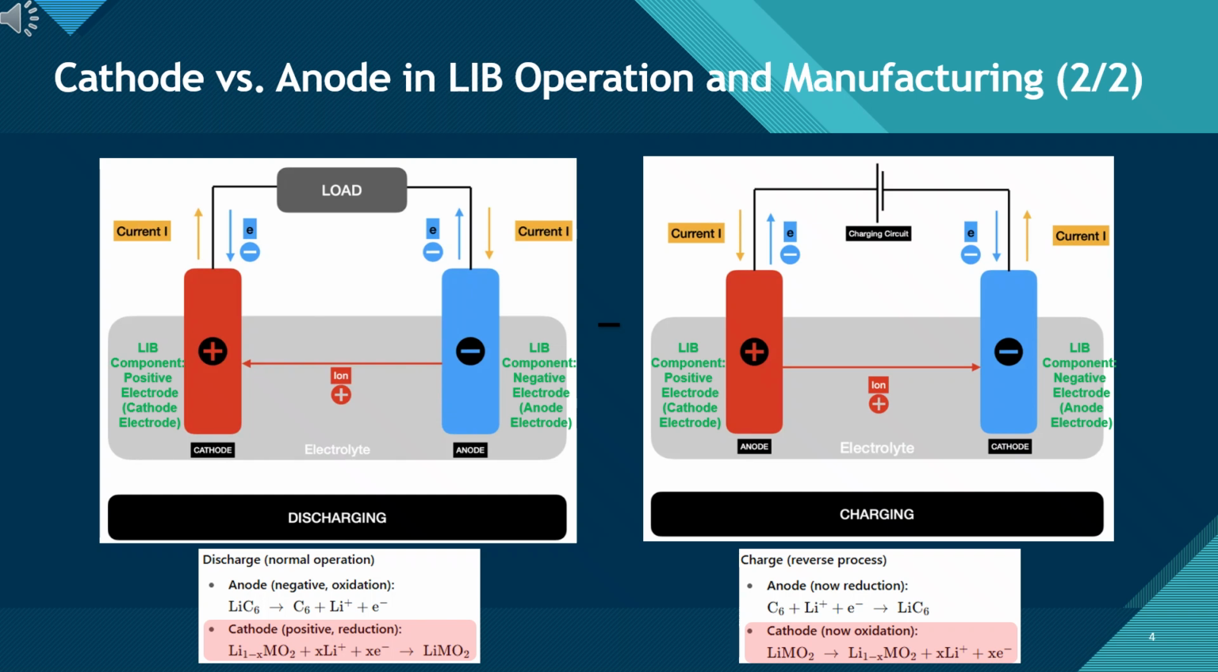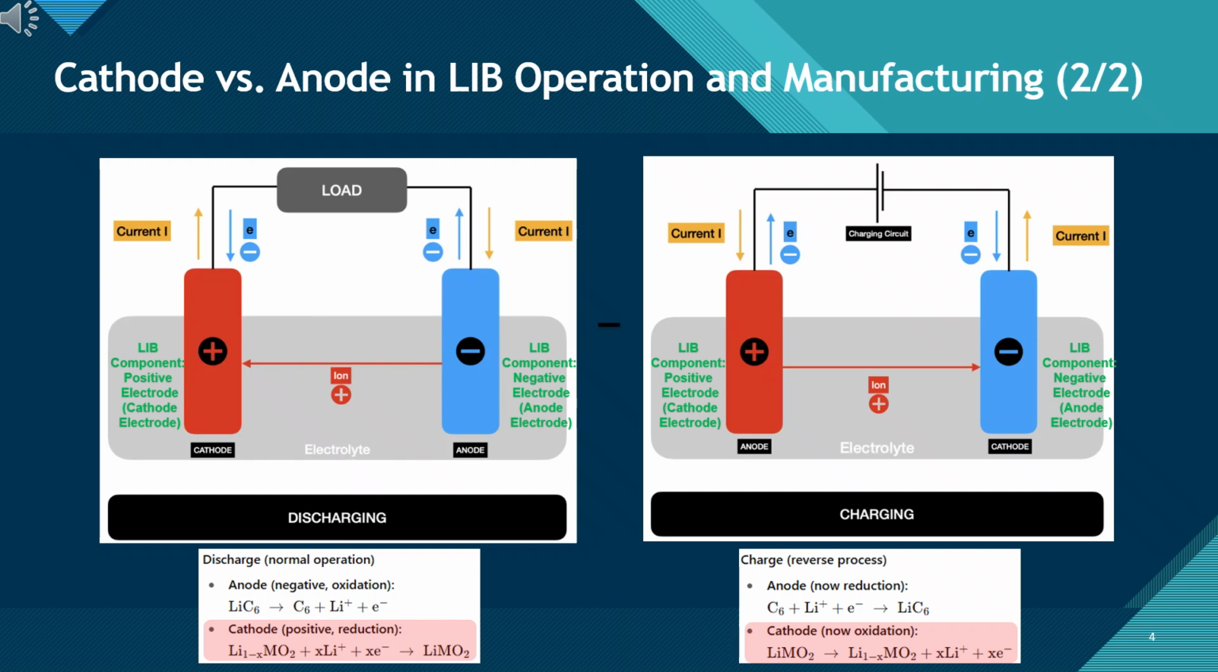The anode, negative electrode, releases lithium ions into the electrolyte and electrons into the external circuit. Those electrons travel through the load, doing useful work. That's your battery powering a motor or light. At the same time, lithium ions travel inside the cell through the electrolyte toward the cathode, positive electrode, where they're stored again. Chemically, oxidation happens at the anode and reduction happens at the cathode.